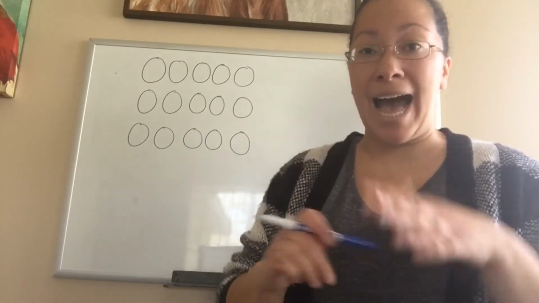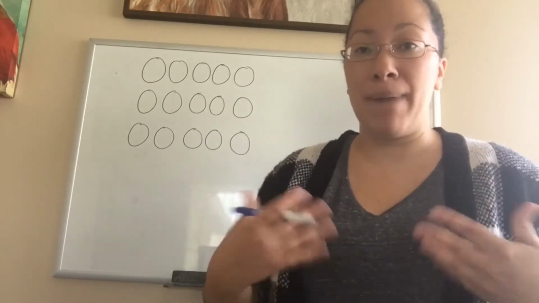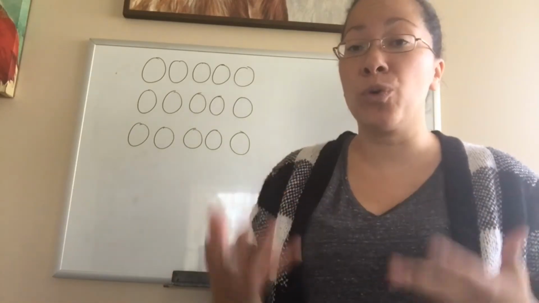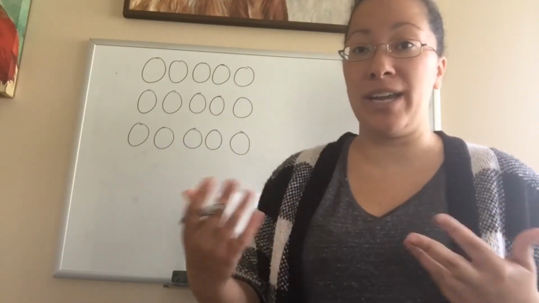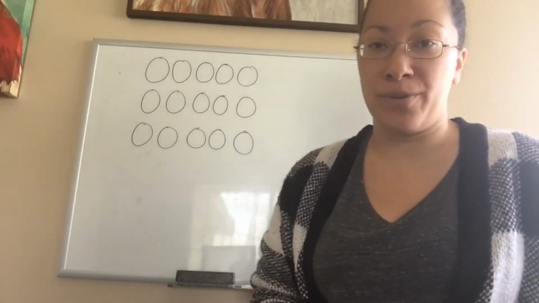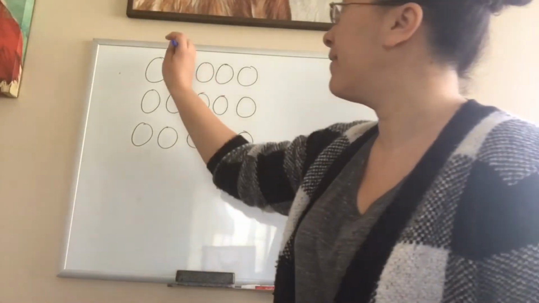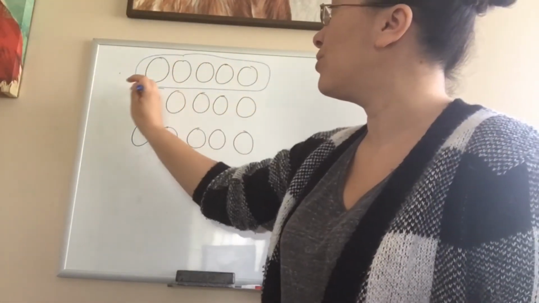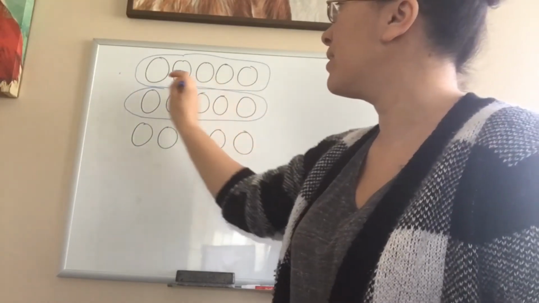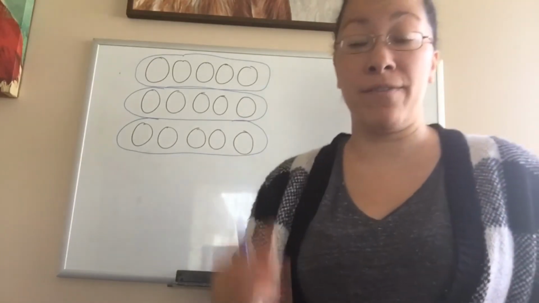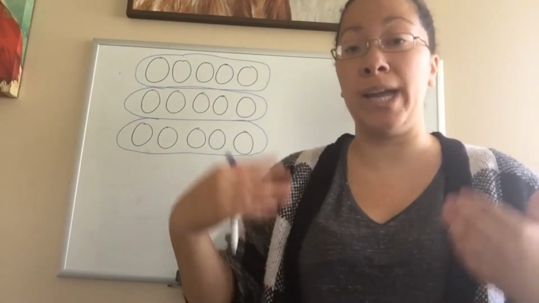So the first thing I like to do is circle my rows because that will give us a really good idea of how many groups you have and then how many are in each group. So let's do that first. Okay, so let's circle my rows. First, I have 1 row, 2 rows, 3 rows. So I have 3 rows or 3 groups.